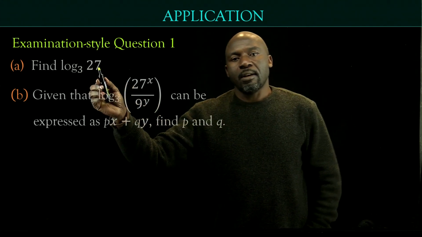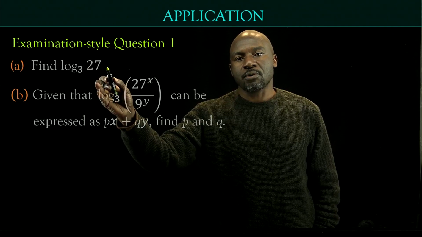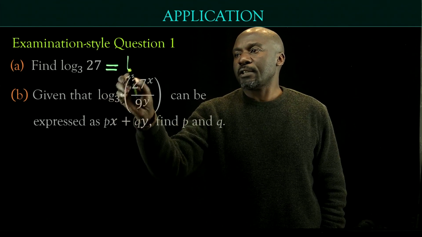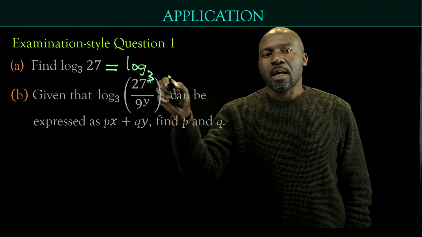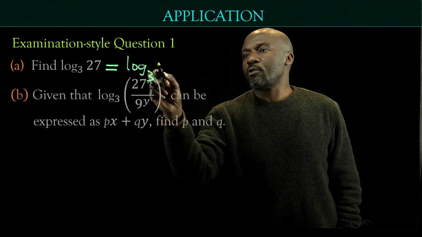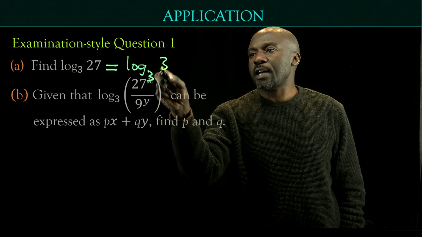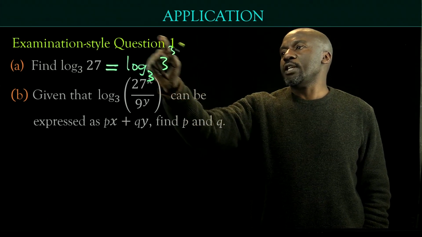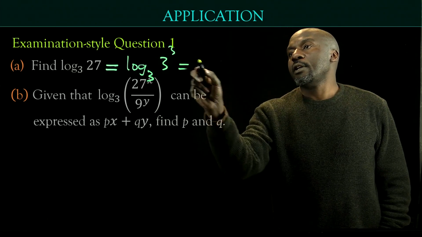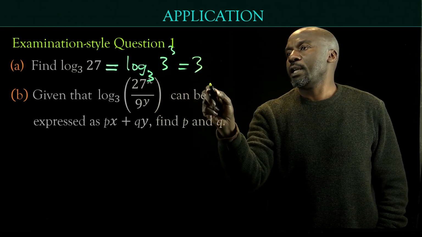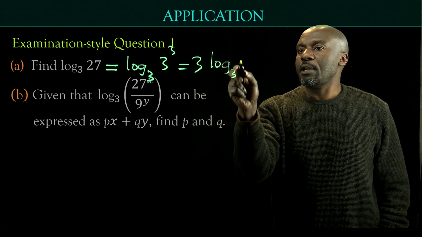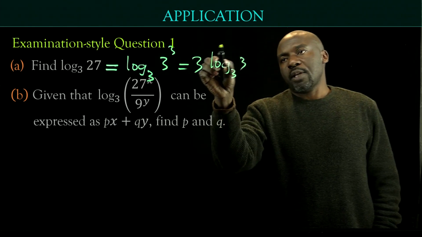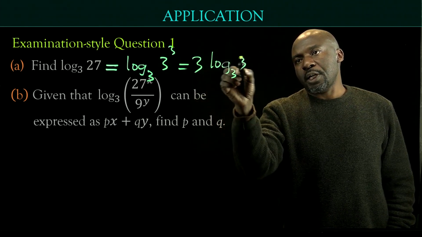So if we're going to find the log to base 3 of 27, the first thing we want to do is write 27 in terms of 3. I know I can write 27 as 3 power 3, and then I can use my power law to move this to the side, so I have 3 times log to base 3 of 3. And from the unity law, we know that log to base 3 of 3 is 1.